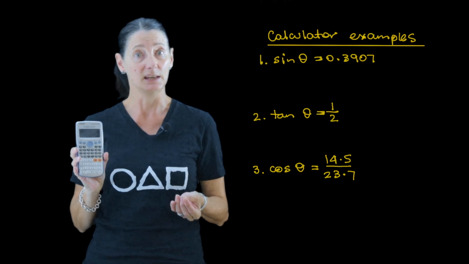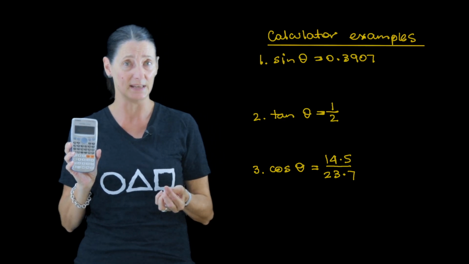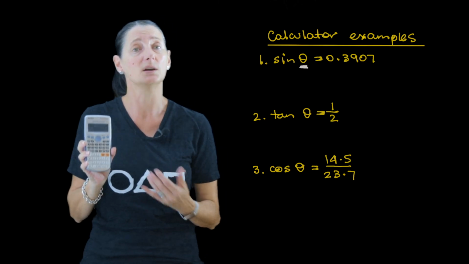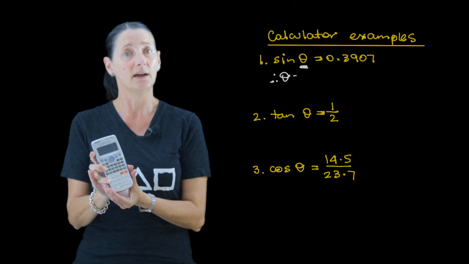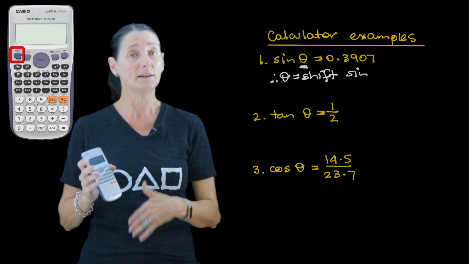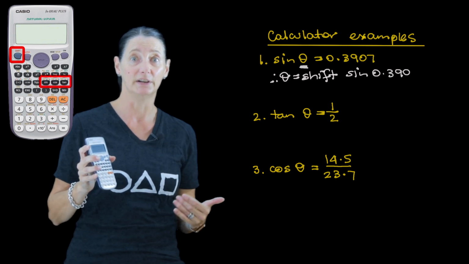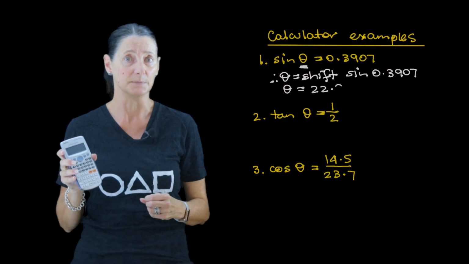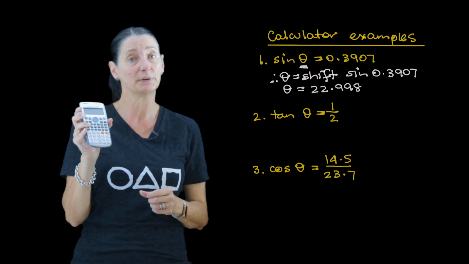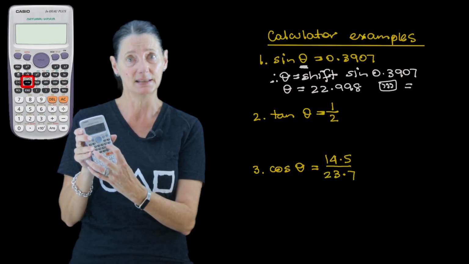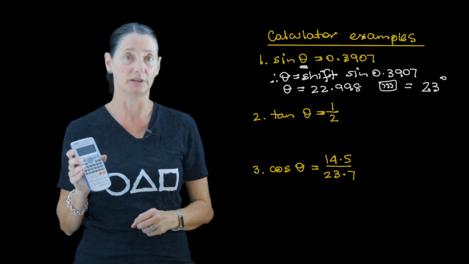So looking at this first example, I've got sine theta equals 0.3907. Now you'll notice the theta is the unknown. We don't know what it is. So in order to calculate it, on my calculator I need to press shift before I actually press the sine button. Once you press shift sine 0.3907, you'll see your calculator displays 22.998. Well, I want to round that to the nearest degree, so press your degree minute button, which we call the bubble button, and you should get an answer of 23 degrees.